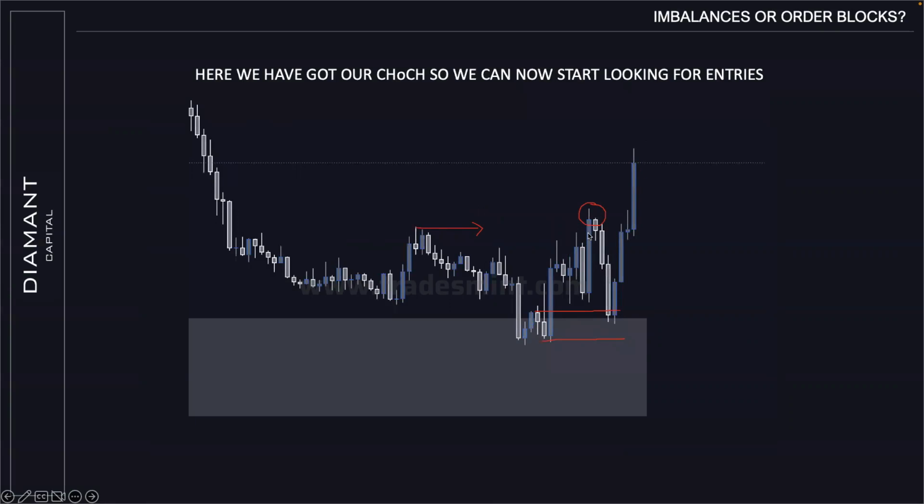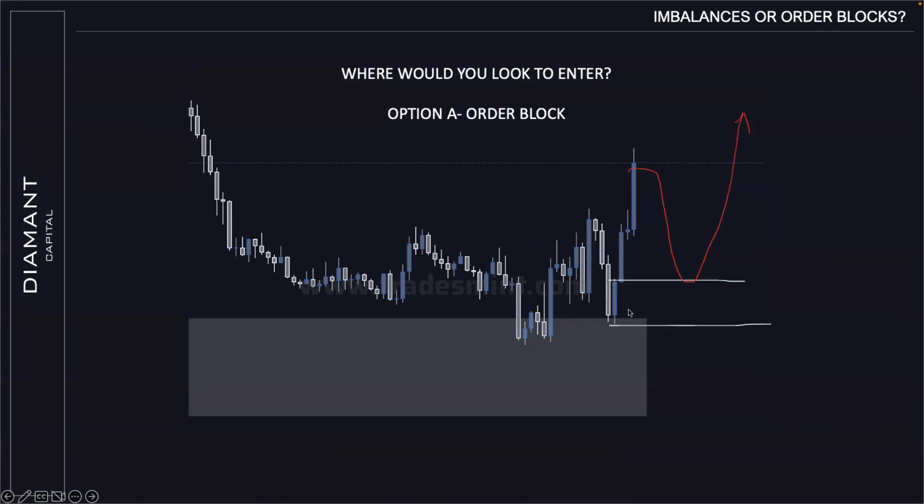So what we can start doing is we can start looking for entries. Now, the first entry right here would have been at this order block at the bottom. Now, what happens, let's just say if we did miss it? So where would you start to look to enter? Price has made that other move to the upside now. We can clearly see that we're rejecting nicely off this high time frame demand zone, and now we're starting to look for an entry.